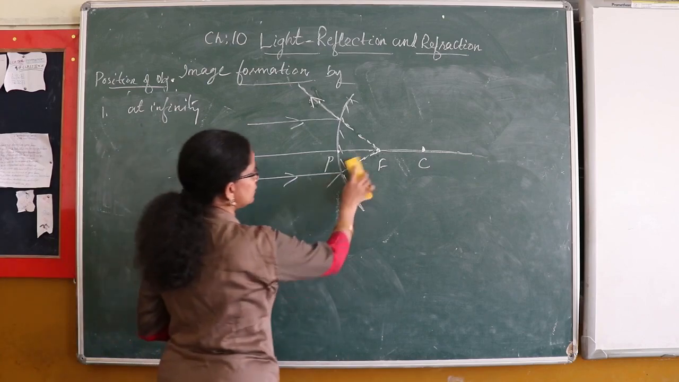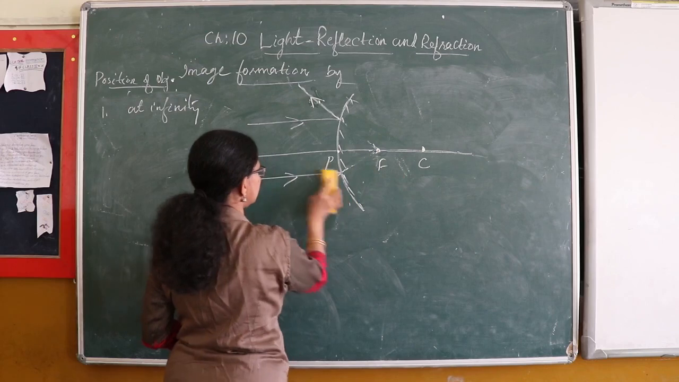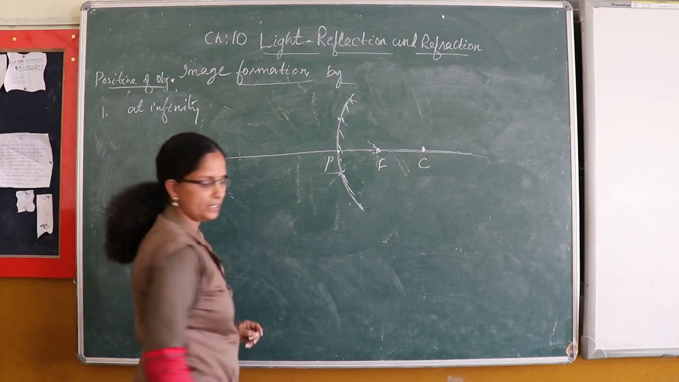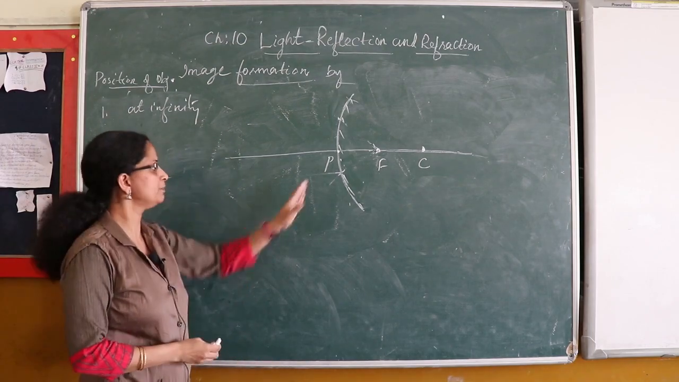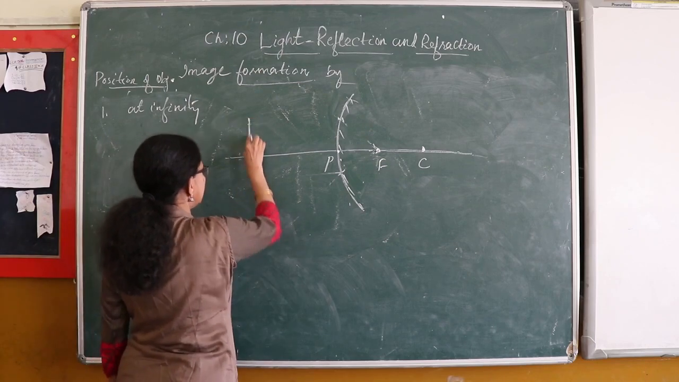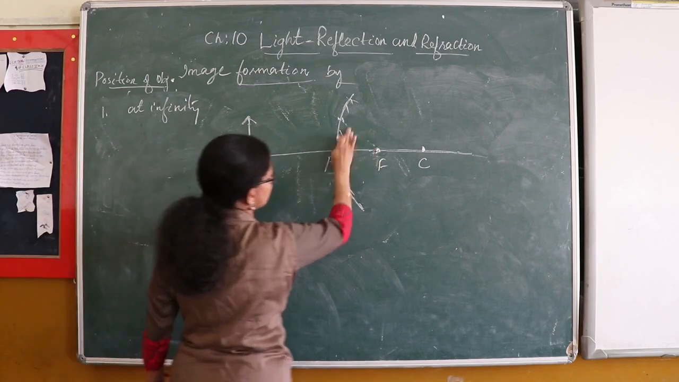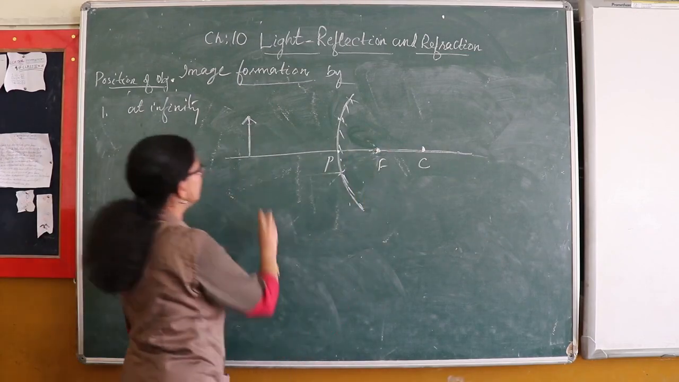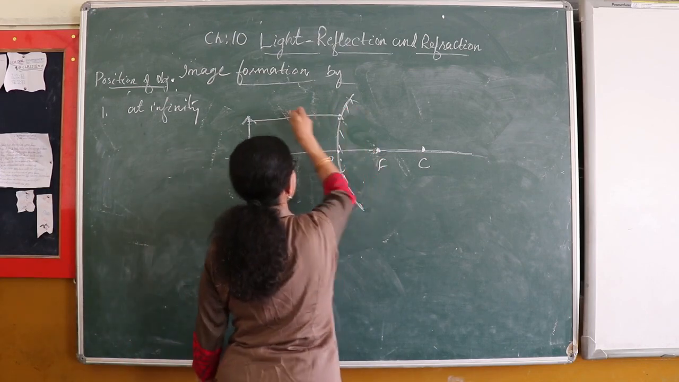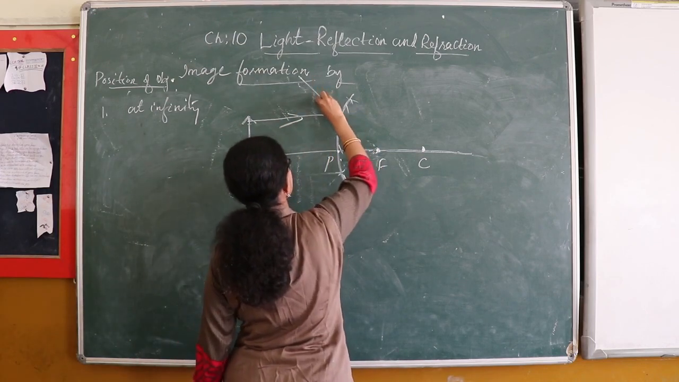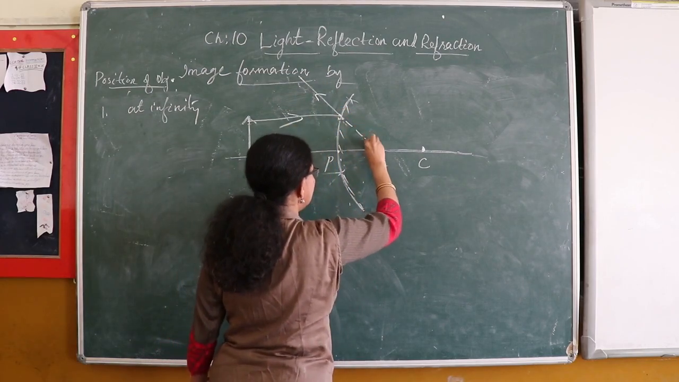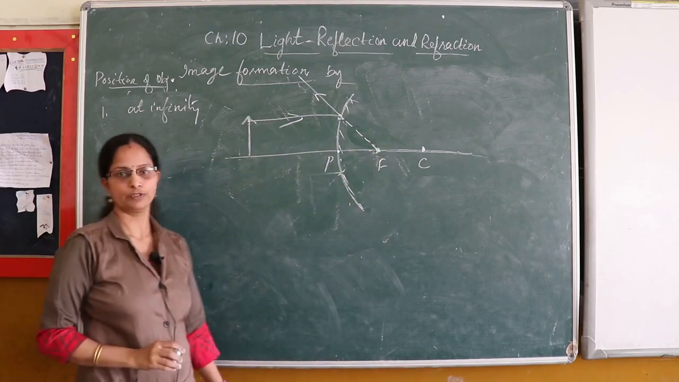Now, the second situation in case of a convex mirror is when the object is kept anywhere between P and infinity, between the pole and infinity. We can find the image formation in this case. The ray that is coming parallel appears to come from the principal focus when we extend it back.